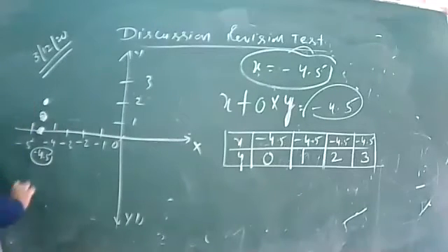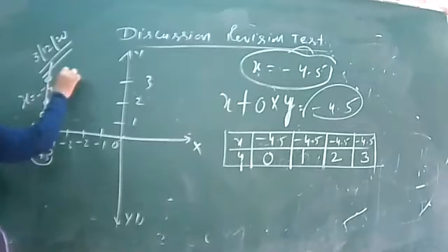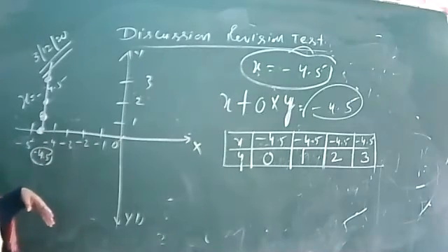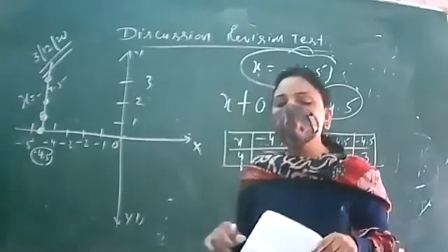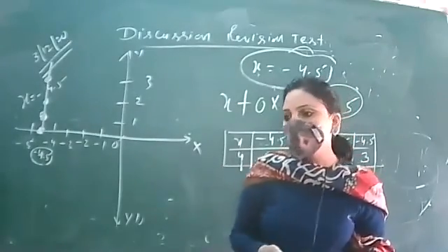Then (-4.5, 2), (-4.5, 3). See, a straight line parallel to the y-axis at a distance of 4.5 units and lies to the left side of the y-axis. The negative sign shows in which direction the line will lie.